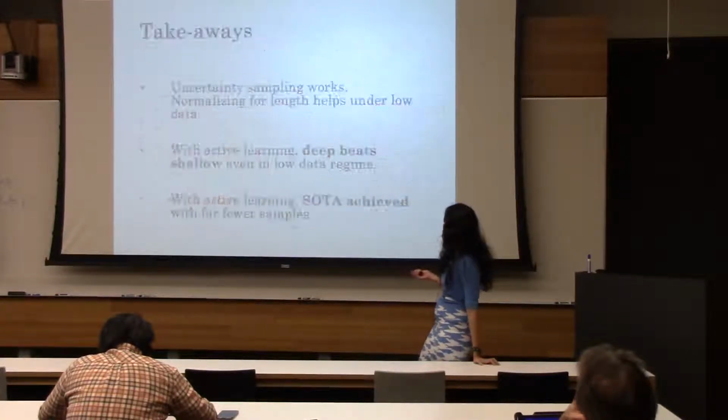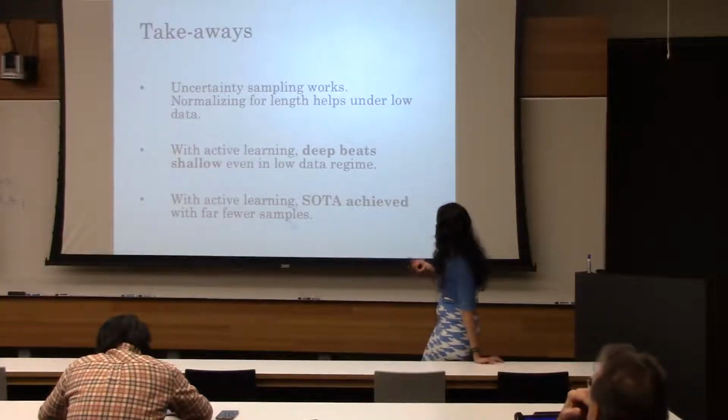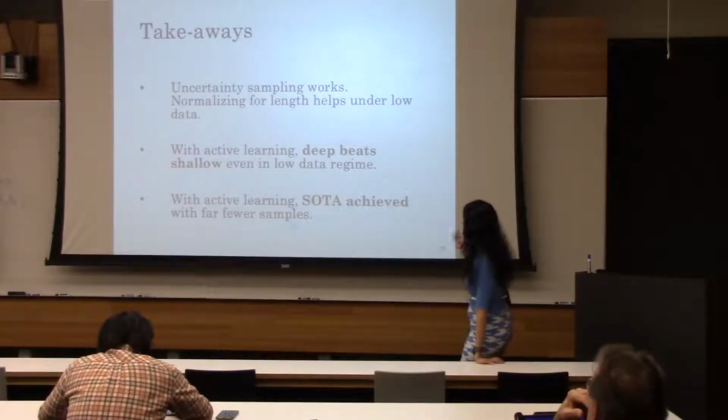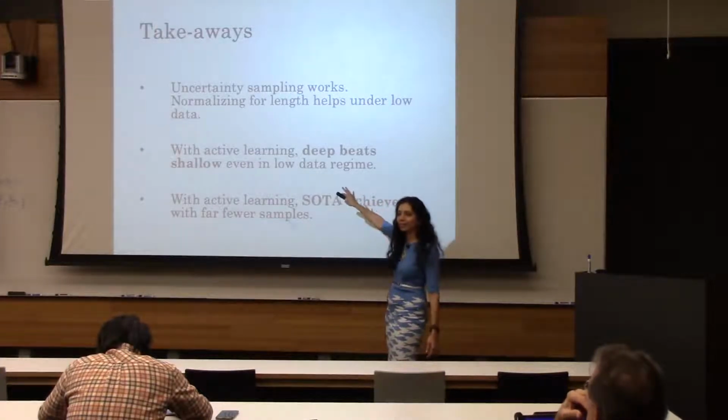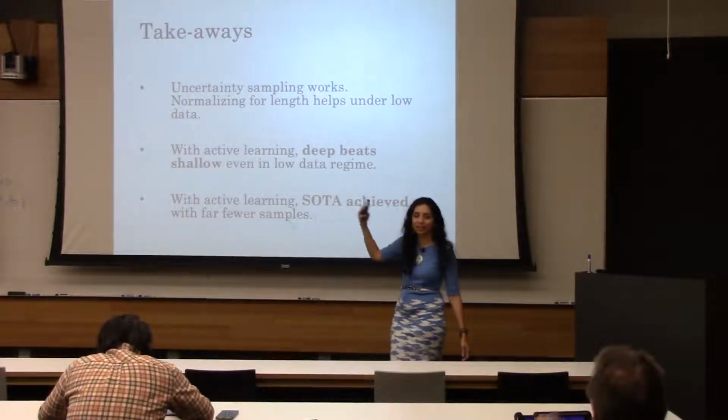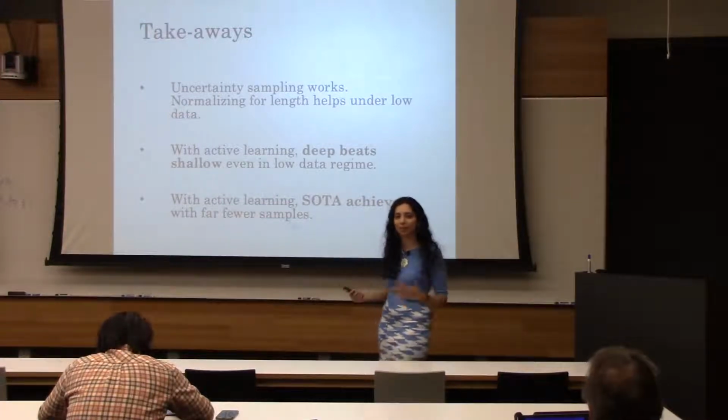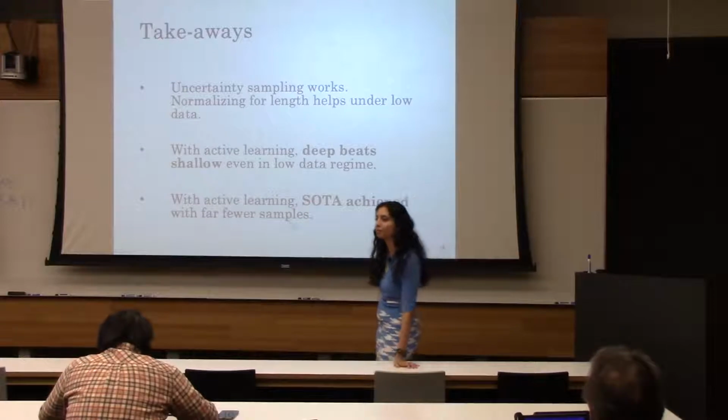So that's kind of the main takeaway, right? That uncertainty sampling seems to work well here, right? And if you have the ability to do active learning, deep learning is not sample heavy, right? Or data requirements are still low.